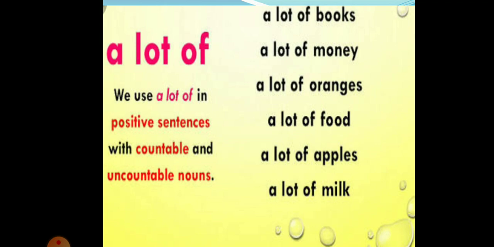A lot of. We use a lot of in positive sentences with countable and uncountable nouns. For example, a lot of books, a lot of money, a lot of oranges, a lot of food, a lot of apples, a lot of milk.